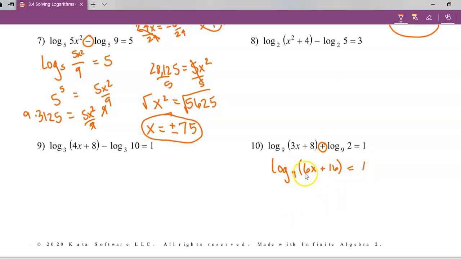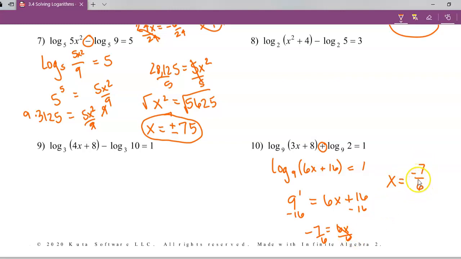So now that it's condensed, and I check, there's not a log on both sides, so in this one I have to change form. So 9 to the first power equals 6x plus 16. So 9 to the first power is just 9. We're going to subtract 16 from both sides, which gives me negative 7 equals 6x, and then divide by 6. So x is equal to negative 7 over 6.